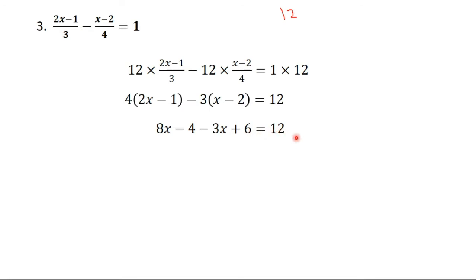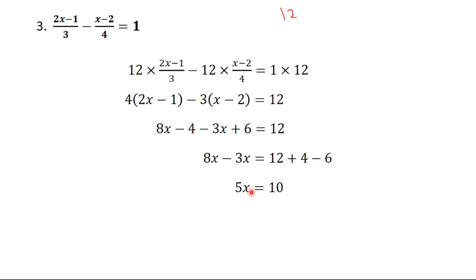So here we group like terms. 8x and minus 3x are like terms. Minus 4, 6 and 12 are also like terms. Now we group them. So I'm going to have 8x then minus 3x. They are all already here, so I'm not going to transfer them. So I'll rather transfer the numbers to this side. I have 12 here. So if I transfer minus 4 from this side to this side, it becomes positive 4. If I transfer positive 6 from this side to this side, it becomes negative 6.